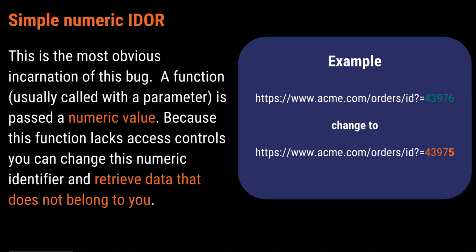So this is the most obvious incarnation of this bug, simple numeric IDOR. A function usually called with a parameter is passed a numeric value somewhere. Because this function lacks basic access controls, you can change this numeric value to something else and retrieve data that doesn't belong to you. You can see acme.com on the right has an ID parameter, and the value of the ID parameter you might have seen in your traffic logs in Burp is 43976. Now, if you iterate that down one to 43975, you might be able to access someone else's data.